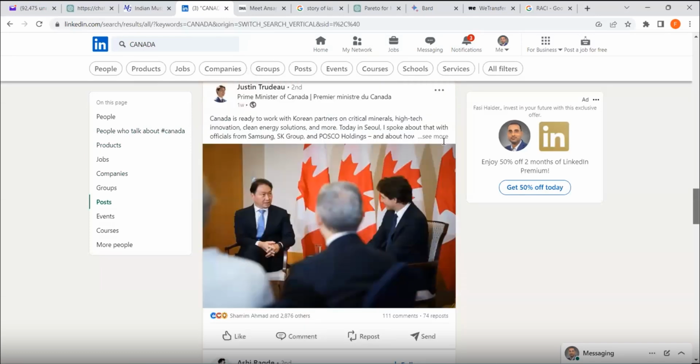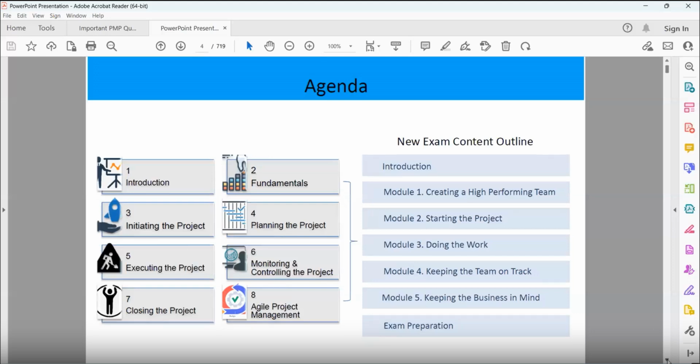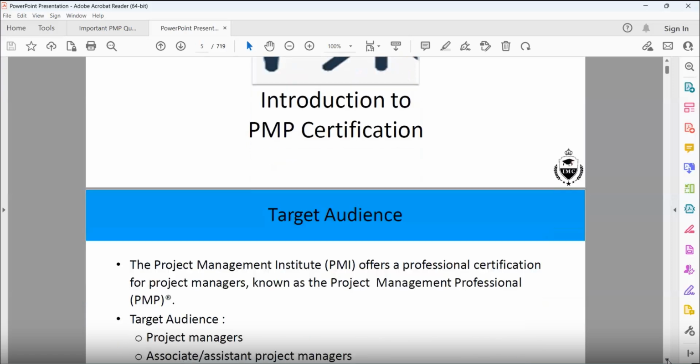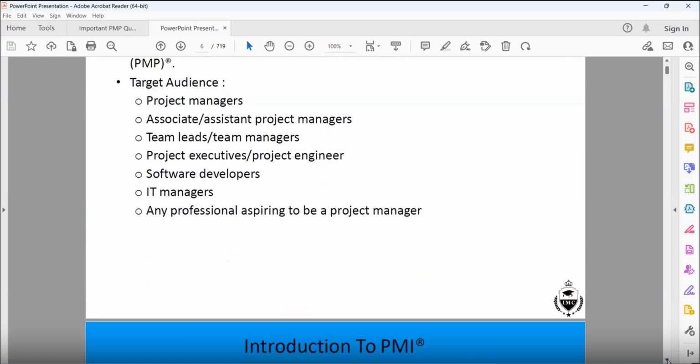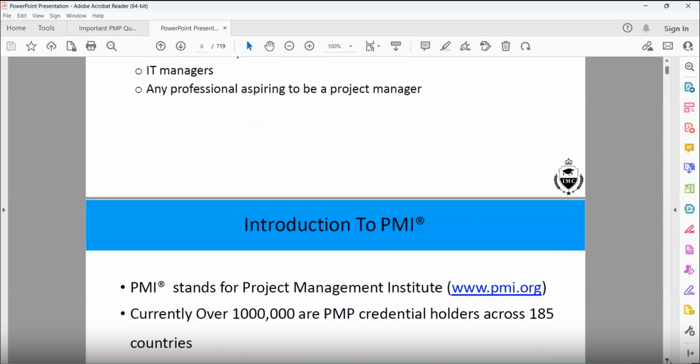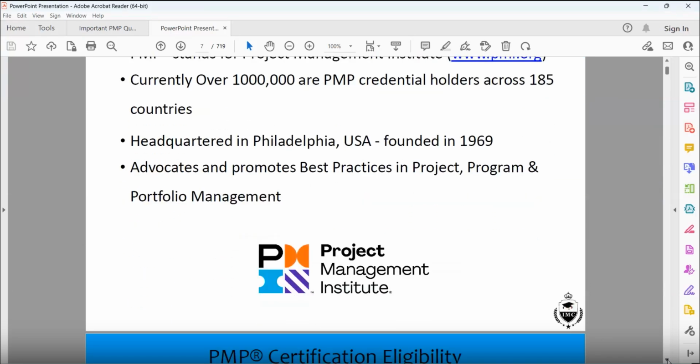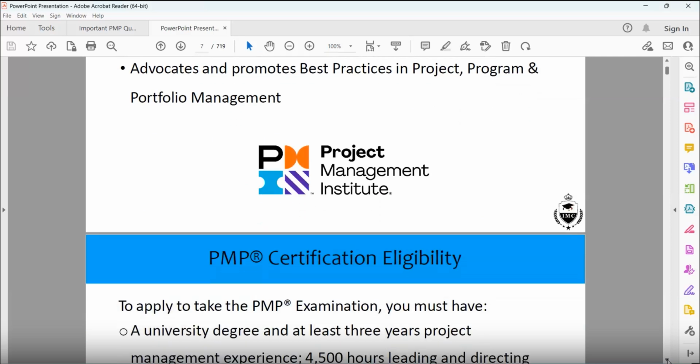So we come to the new exam format and outline, and all the things. We learned about the PMP certification. What is PMI? PMI stands for Project Management Institute, headquartered in Philadelphia, USA, founded in 1969, and it advocates and promotes best practices in project, program, and portfolio management.